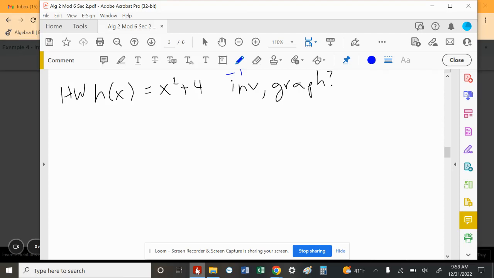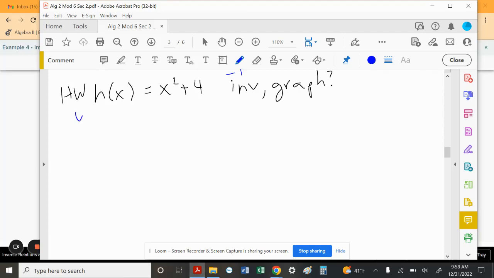Okay, let's go through one of the homework problems that you have to do. So y equals x squared plus 4. So x equals y squared plus 4. I'm going to subtract 4 from both sides. So I get x minus 4 equals y squared.